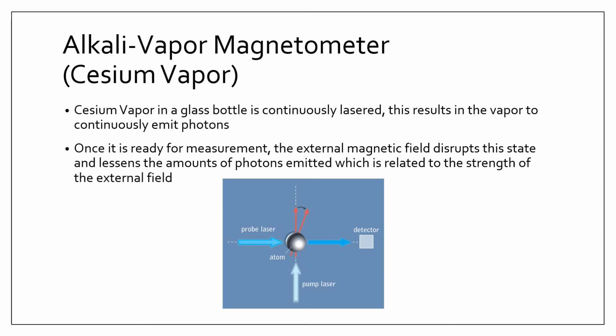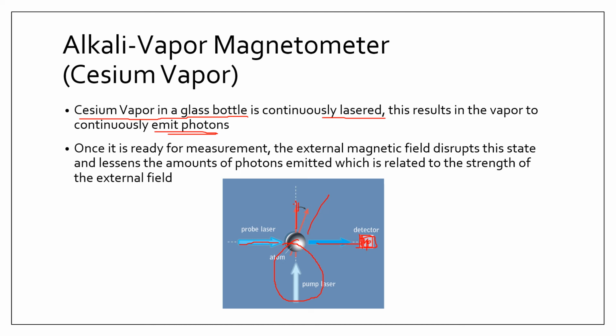The other type is the alkali vapor magnetometer, or the cesium vapor magnetometer. This typically consists of a cesium vapor in a glass bottle, and it is continuously being lasered. So you have a pump laser here, and the pump laser is causing the cesium vapor to emit photons. You also have here a probe laser, which is paired with a detector that is continuously monitoring the visibility of the cesium vapor. So it is quantifying the visibility of the cesium vapor.